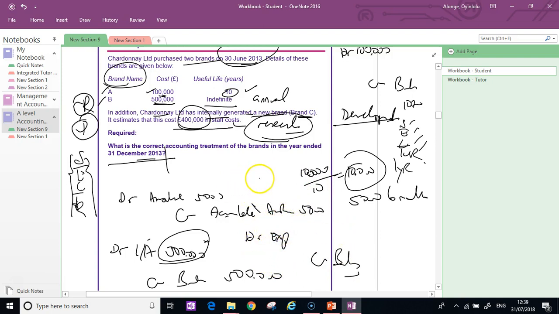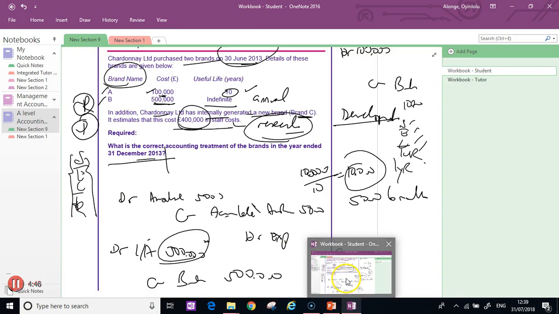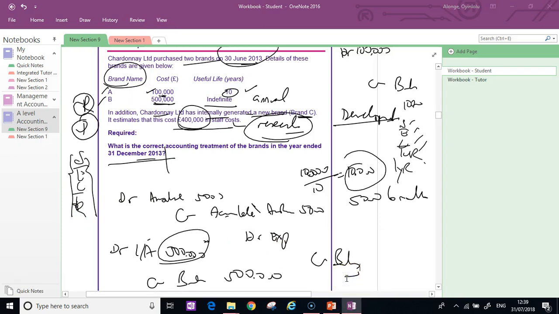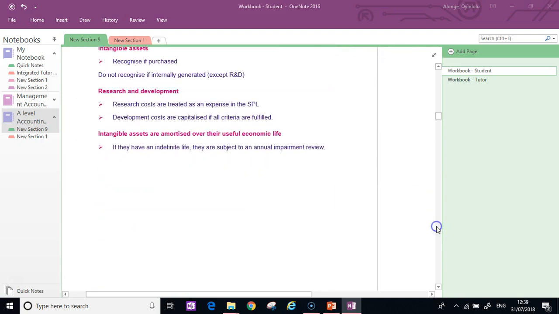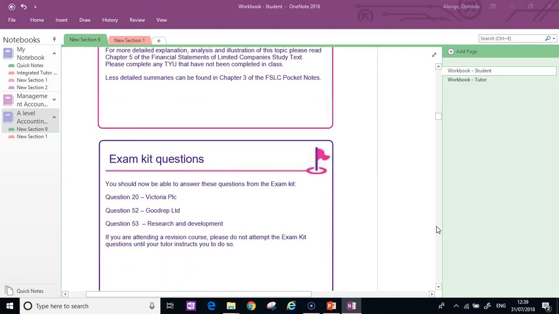So we've looked at research and development when we recognize intangibles. I think it's also good to know the name: it's IAS 38. It's good practice to know what standard you're dealing with. There are not many, and you should be comfortable with their names. So IAS 38 looks at the standard of intangibles and how we deal with it. And that's it. So again, let's look at what questions you should be practicing. You should be looking at question 20, 52, and 53, please, in the exam kit. Okay, great stuff. Thank you.